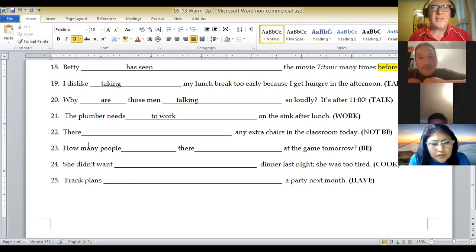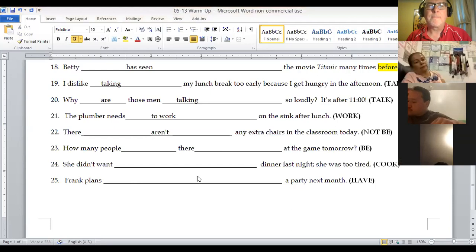All right. The next one says that no extra chairs, right? Remember, whenever we have there, we've got to look at the noun. So should we say isn't or aren't? Aren't. There aren't any extra chairs.